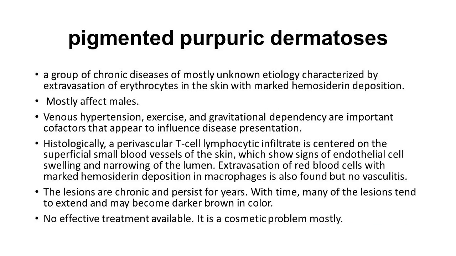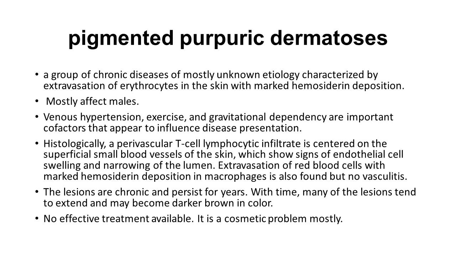Pigmented purpuric dermatoses are a group of chronic diseases of mostly unknown etiology characterized by extravasation of erythrocytes in the skin with marked hemosiderin deposition. They mostly affect males. Venous hypertension, exercise, and gravitational dependency are important cofactors that appear to influence disease presentation.